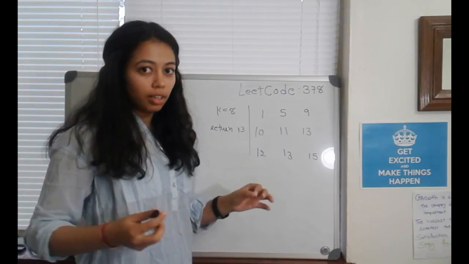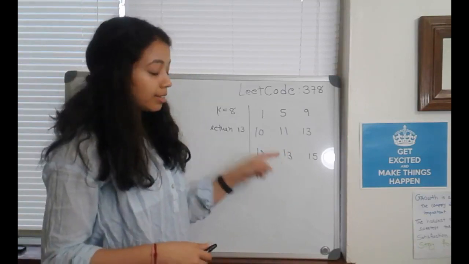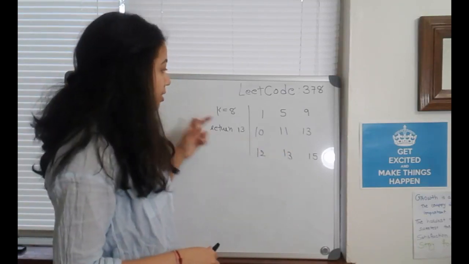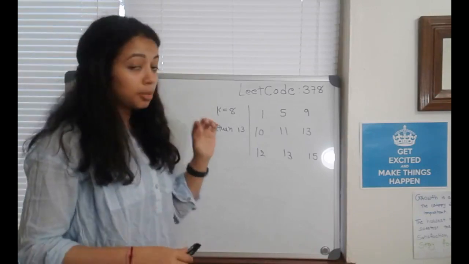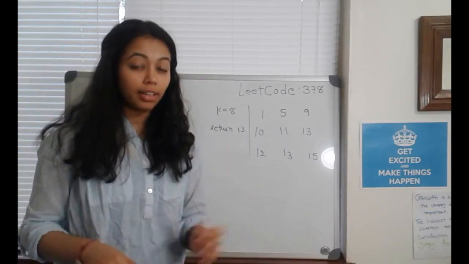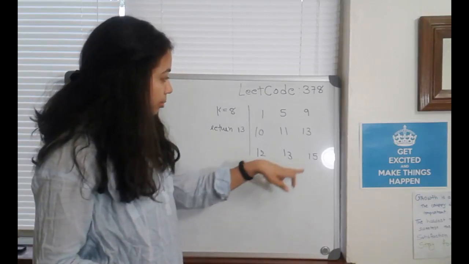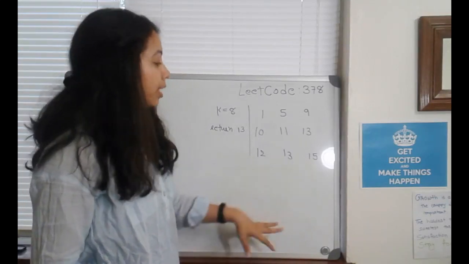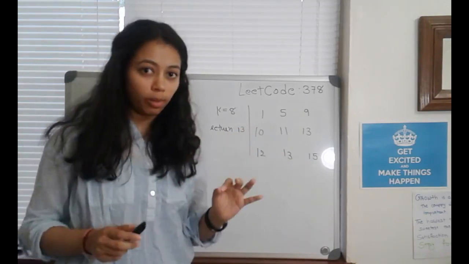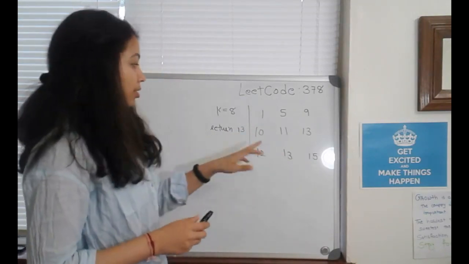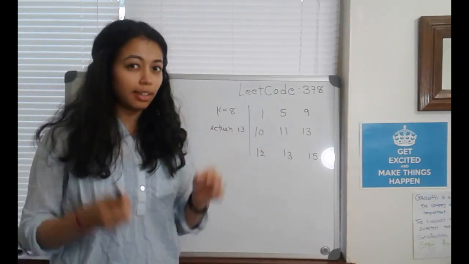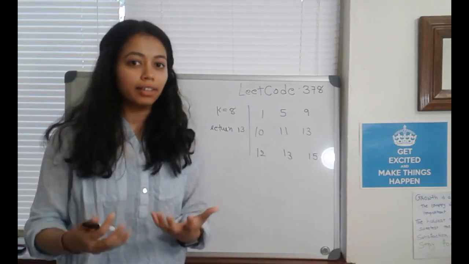So the problem is that you're given a sorted matrix and we have to find the kth smallest element in this matrix. So this is the first, second, third, fourth, fifth, sixth, seventh and eighth. You also have to take care about cases where you have duplicates in the matrix, because it says that you have to find the eighth smallest element in the matrix and not the eighth distinct element. If it was the eighth distinct element, it would have been 15, but we are trying to find the eighth smallest in the matrix, right?